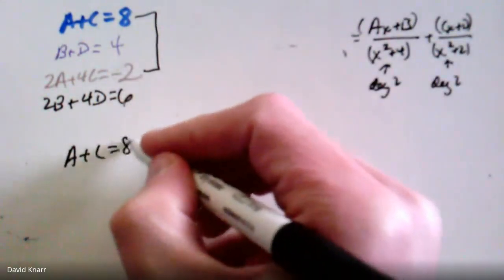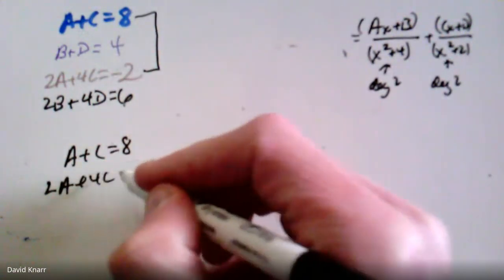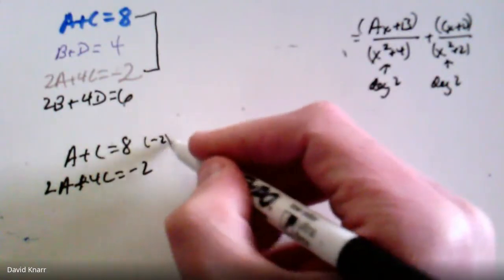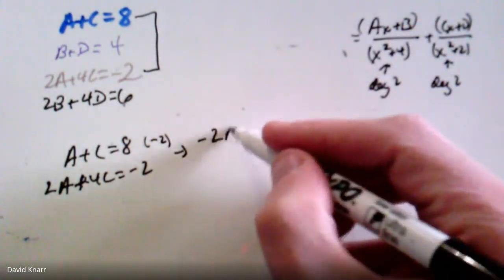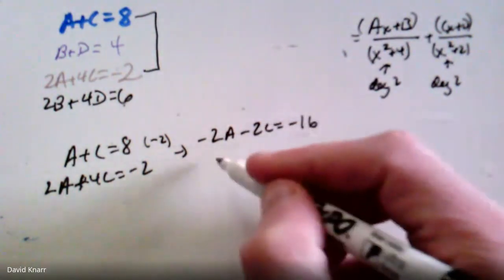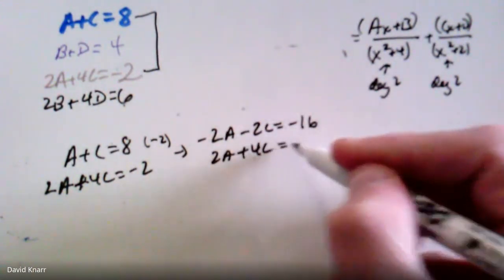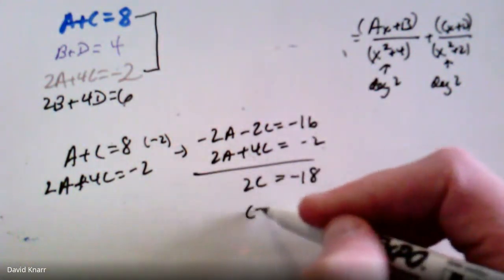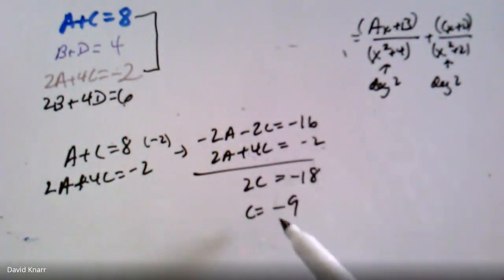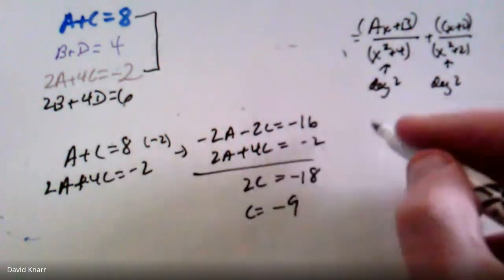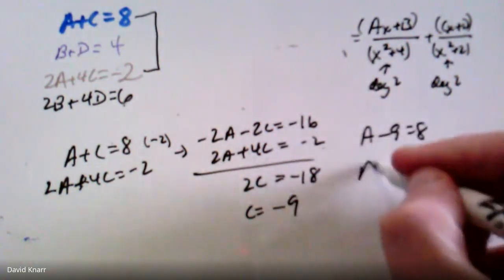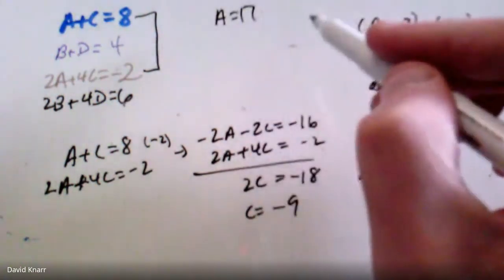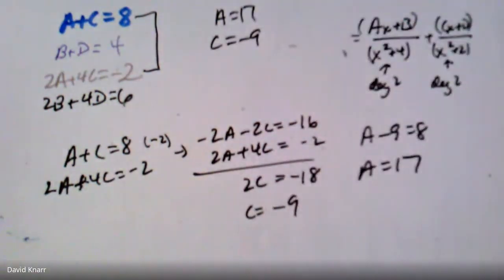So a plus c equals 8, 2a plus 4c equals negative 2. And then I would choose probably to multiply the top equation by negative 2. That would give me negative 2a minus 2c equals negative 16, and 2a plus 4c equals negative 2. So I have 2c equals negative 18. So c is negative 9. So now if c is negative 9, I can put c in here. I'll have a minus 9 equals 8. So a is 17. So there's a, 17, c, negative 9.